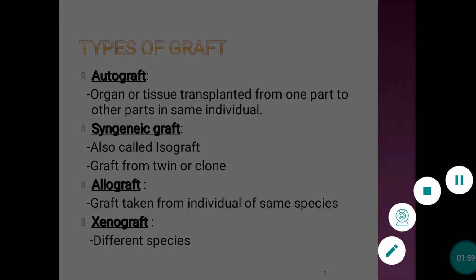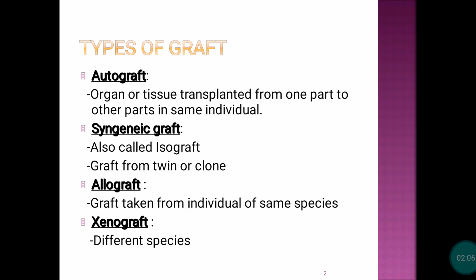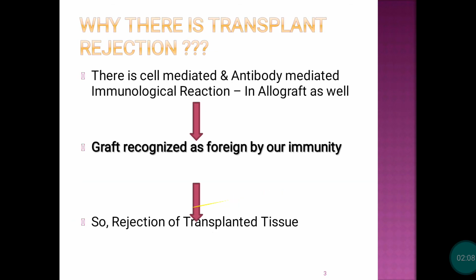What is xenograft? The fourth type. If the graft or transplantation is done between different species, then it is a xenograft. So these are the four basic types of graft.